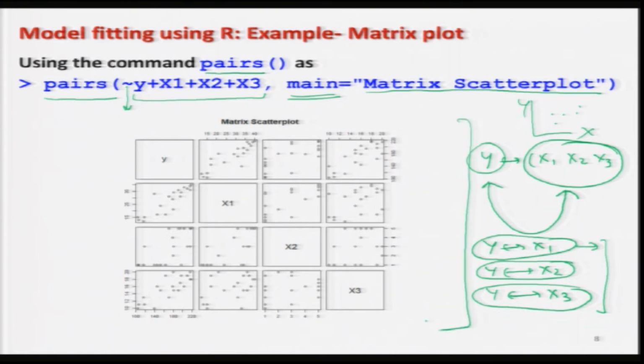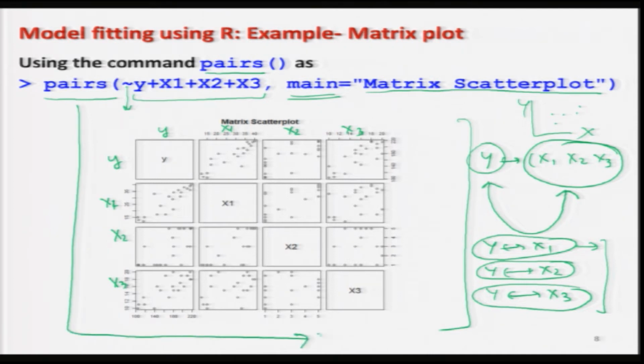So, now first we understand how to interpret it. You can see here there is a y, then x1, then x2, then x3, and the same thing is also here: y, x1, x2, and x3. So, you can consider as if here is some x axis and here is the y axis. It is something like this, right. Now you come to the first diagram. This is the diagram between y and y, which is of no interest.